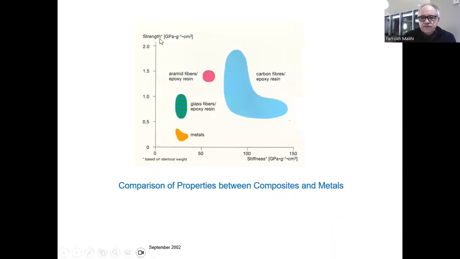As a result, it's possible to make a map like this that compares a specific polymer composite with other materials in terms of their stiffness and their strengths. We can compare carbon fibers with metals, glass fibers, and other fibers.